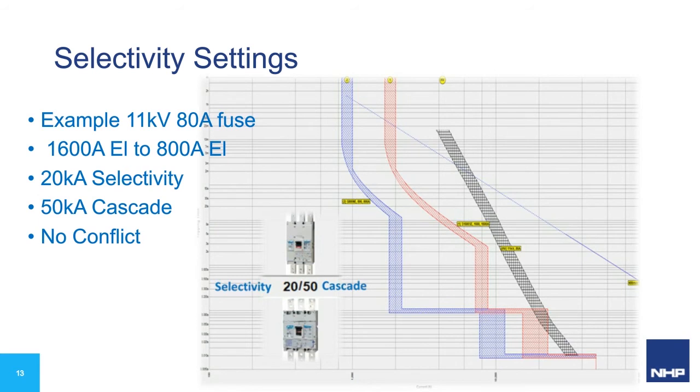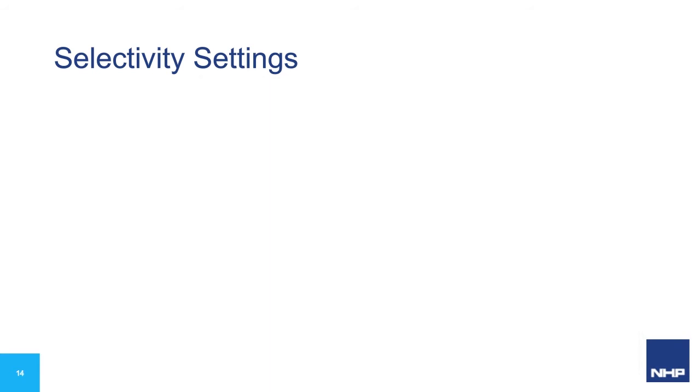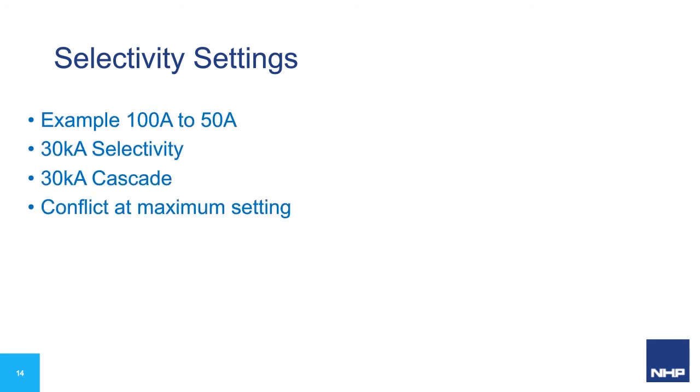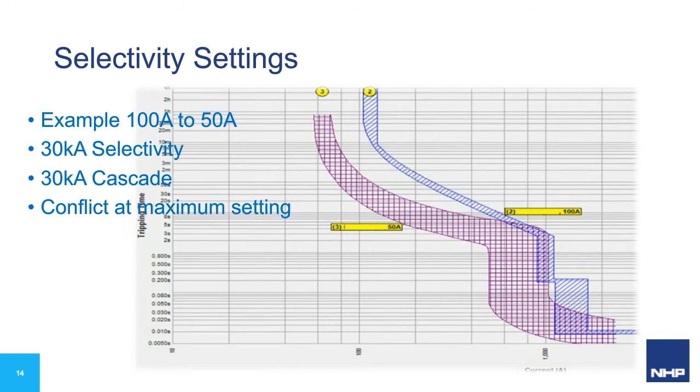In the downstream circuits, we show a 100 amp MCCB and a 50 amp miniature circuit breaker. At maximum setting of the MCCB, we have a time current conflict in the instantaneous section of the curve, even though our selectivity and cascade tables show us a 30-30 result.